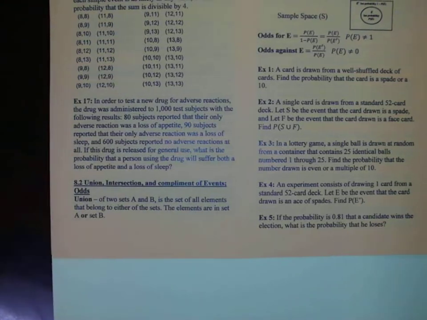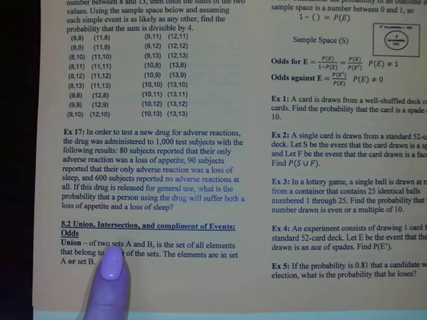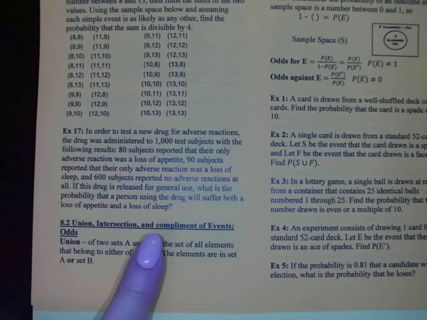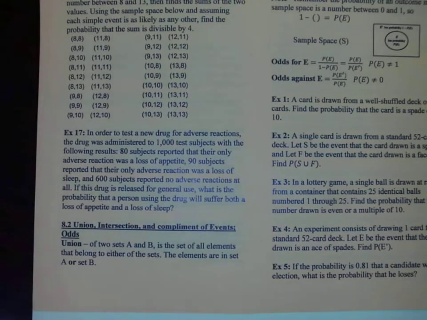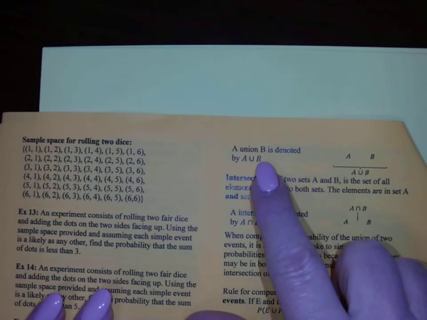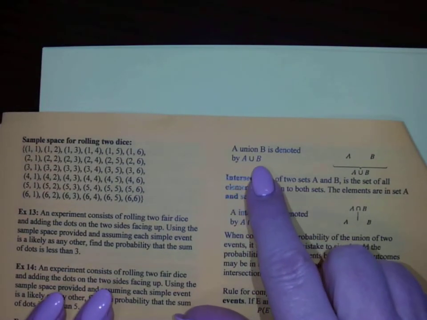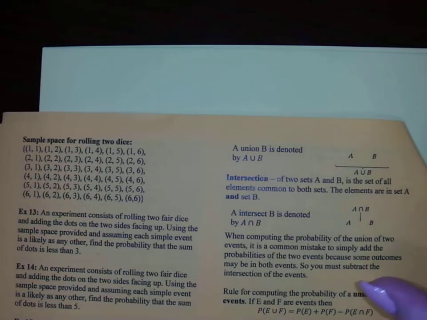Okay, so we're going to talk today about 8.2, which is union, intersection, and complement of events and odds. The union of two sets A and B is the set of all elements that belong to either of the sets. The elements are in set A or they're in set B. And a union B is denoted by A union B. So it's all of A and all of B put together.